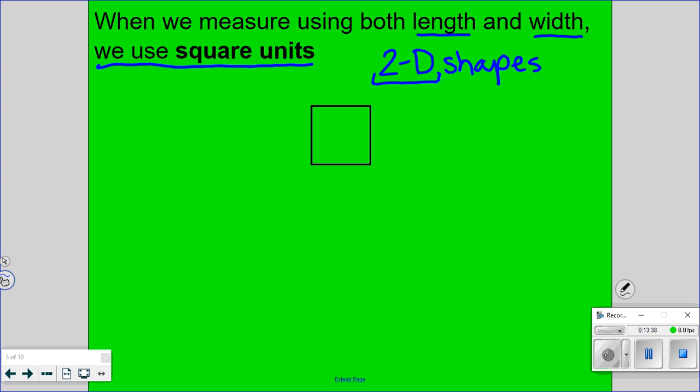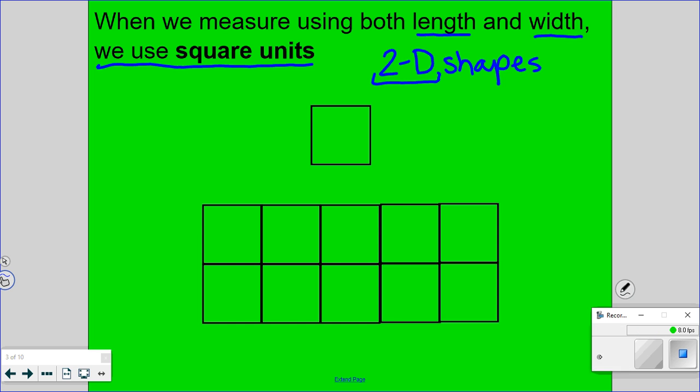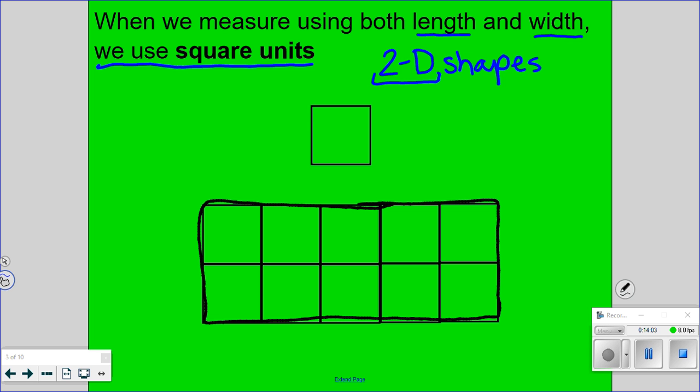We're going to use these square units to help us find the area. Let me see if I can get my picture to show up. So let's look at this shape. I've got a rectangle. Go ahead and draw a rectangle in your notebook. I've used those square units, and I filled the shape with square units. Do you see that? I don't have any extra spaces. The whole thing is filled up.